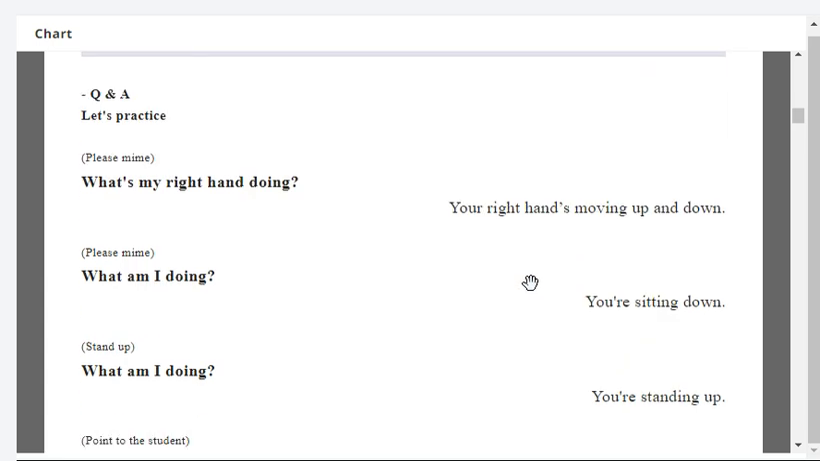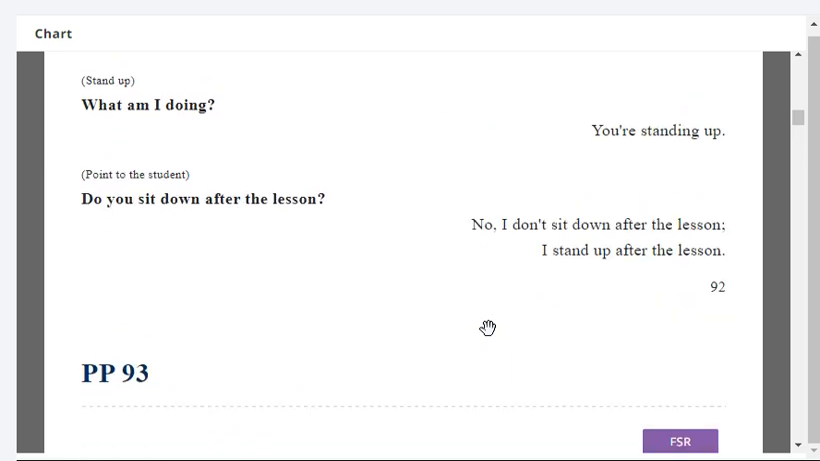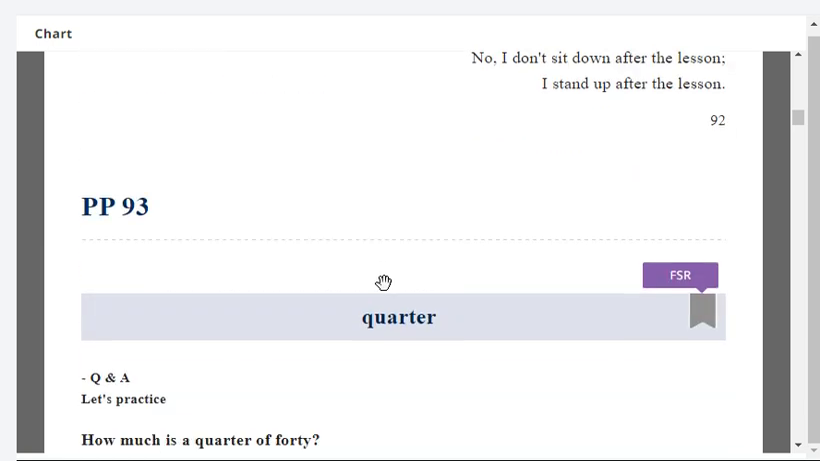Okay, next. What am I doing? You're standing up. What am I doing? You're sitting down. Reggie, do you sit down after the lesson? No, I don't sit down after the lesson. I stand up after the lesson. Very good.